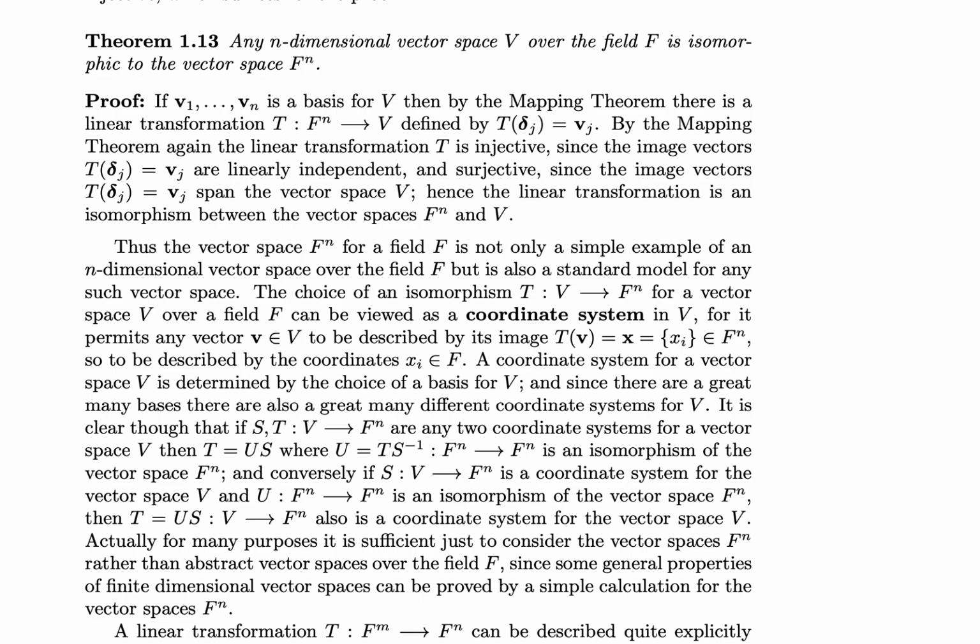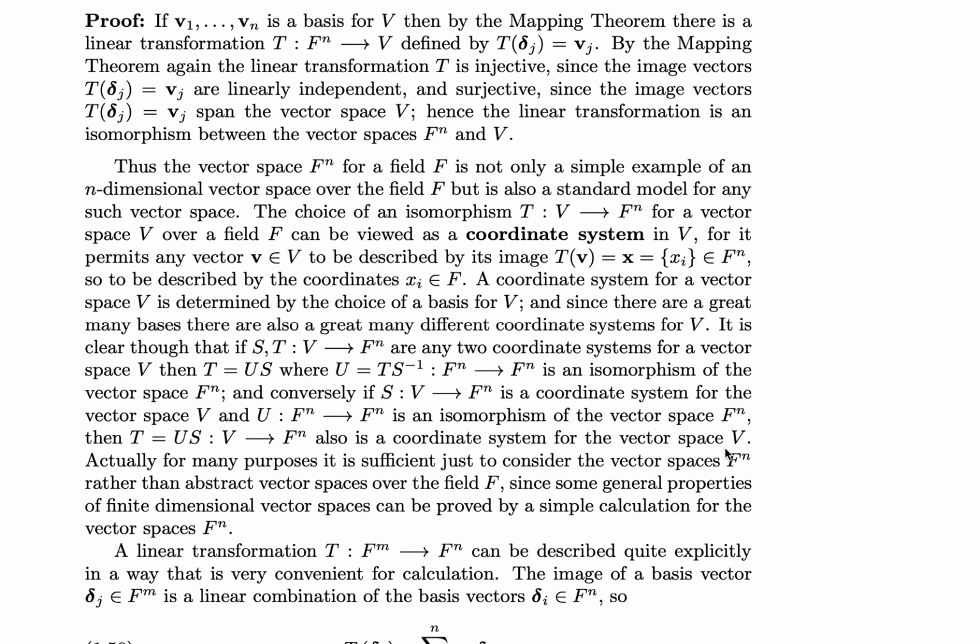Today we're going to prove some ideas about general vector spaces and how we can develop the idea of a coordinate system. To begin, let's prove Theorem 1.13, which reads as follows. Any n-dimensional vector space V over the field F is isomorphic to the vector space F^n. We prove this by the following.